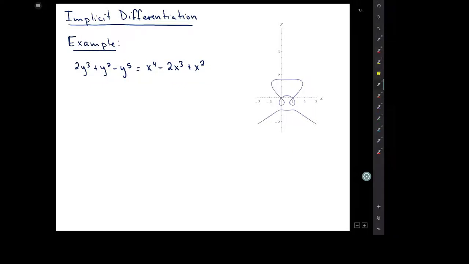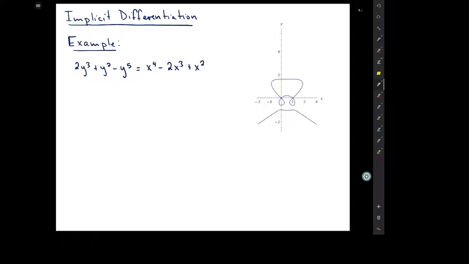Hi, this is Dr. Goldstein, and I am going to discuss implicit differentiation. I am going to do this primarily by means of this example, which I have written here. So we start with an equation, 2y cubed plus y squared minus y to the fifth equals x to the fourth minus 2x cubed plus x squared.